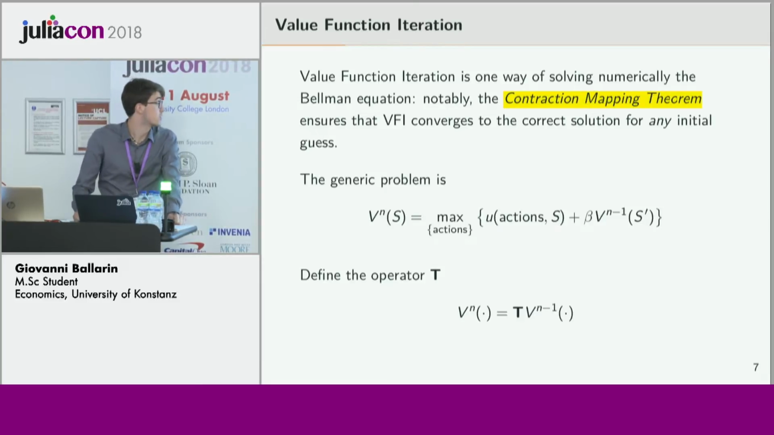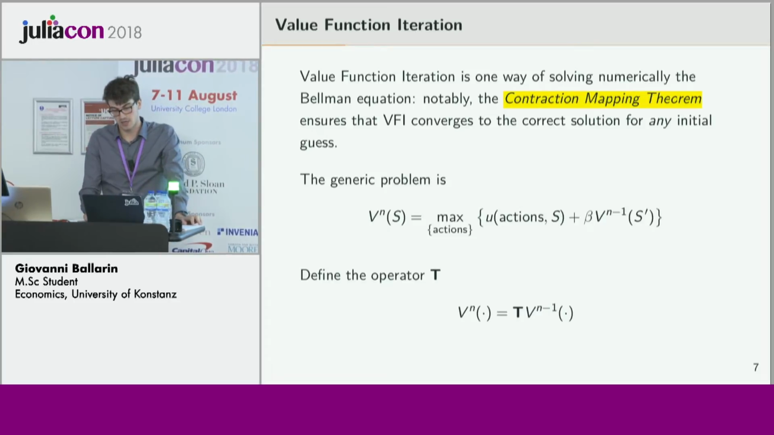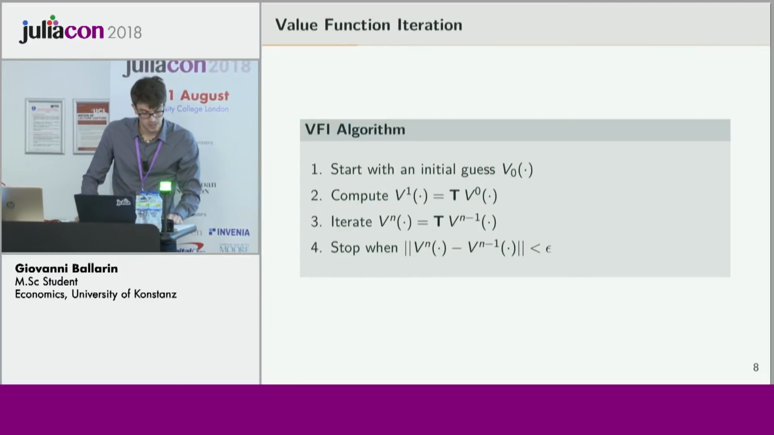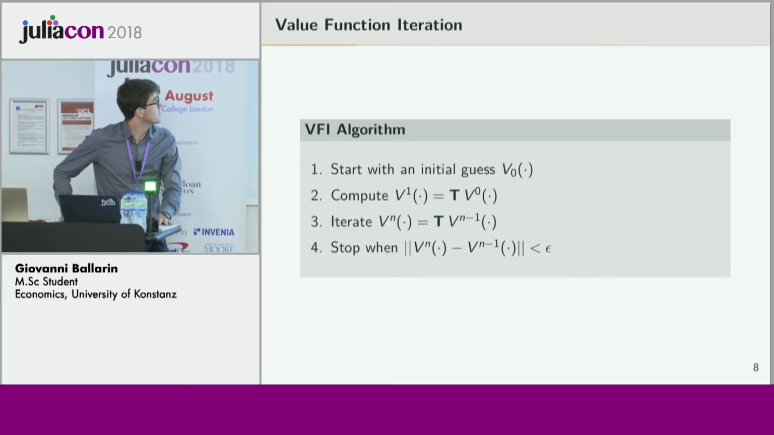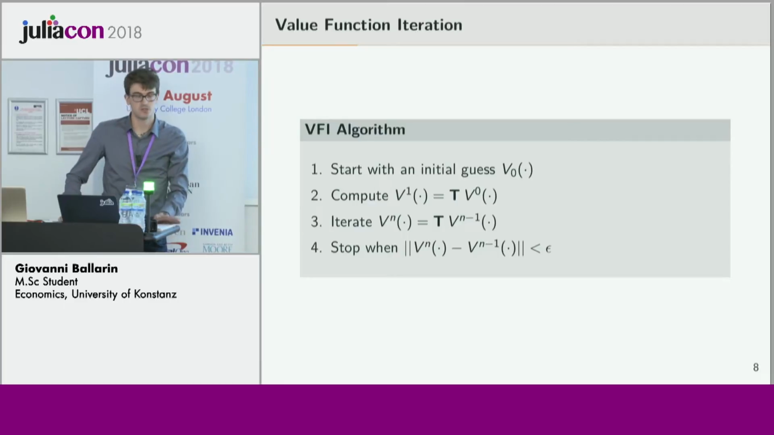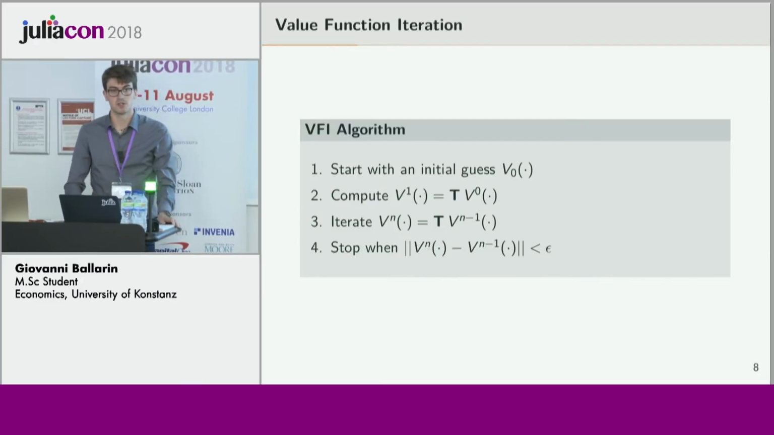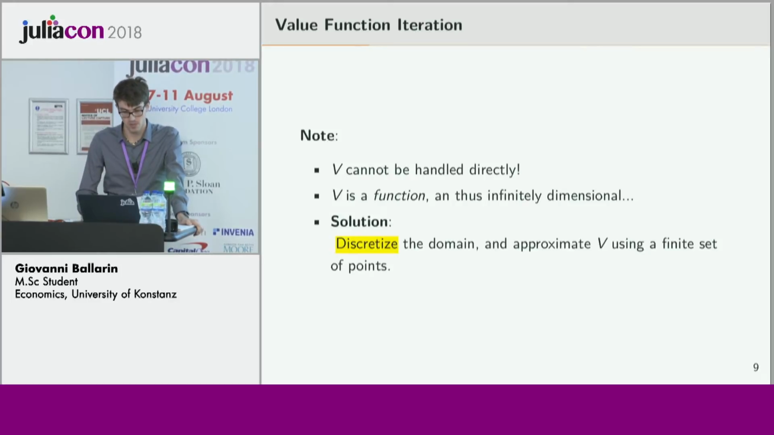Thus we can define an operator that we're going to call T, the value function iteration operator. The algorithm for the VFI is incredibly simple. It just fits in one slide. You start with an initial guess. Usually you can even set the entire value function to be 0 over its domain, and then you keep iterating and compute the difference between the two value functions. If the difference is small enough, then you just stop, and that's your approximation of the solution.